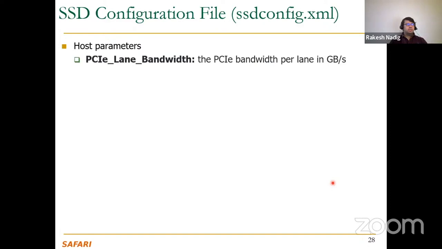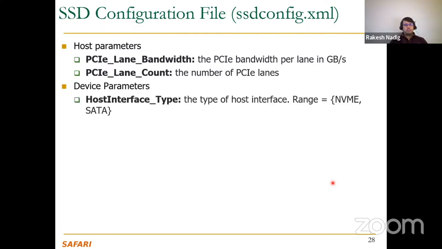We can define the PCIe lane bandwidth, which is the external IO bandwidth of each lane between the device and the host. And this we can define in terms of gigabytes per second. And then we have the lane count. So usually PCIe Gen 4 has around 4 lanes. So we can define the number of lanes through which the data is moved from the device to the host.